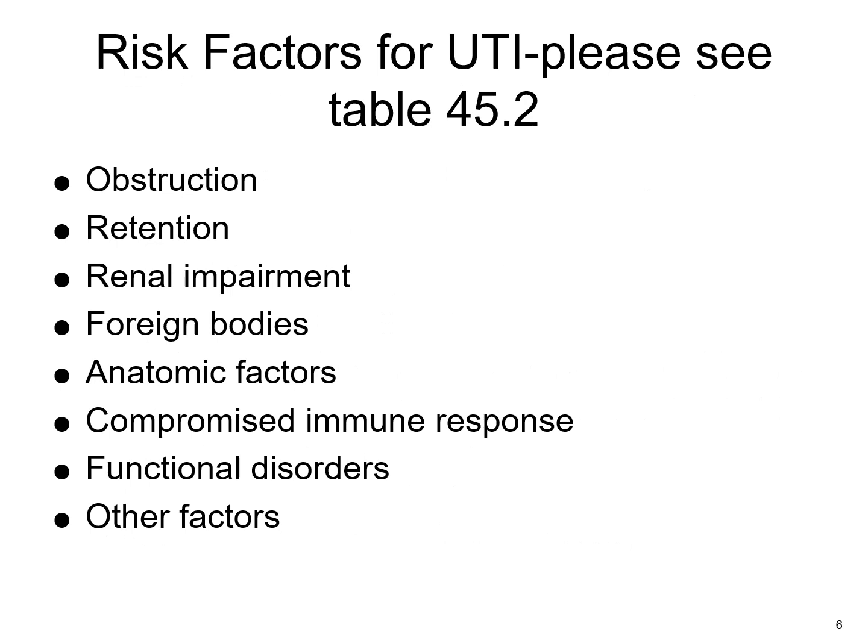I am going to refer you to table 45.2. I need you to look at all the different risk factors for UTIs. So all of these risk factors can either be about obstruction, retention, renal impairment, foreign bodies, anatomic factors, the fact that somebody has a compromised immune response, functional disorders, etc. So we can talk about this in class a little bit more, but just please go ahead and look at the table before we have the class discussion.